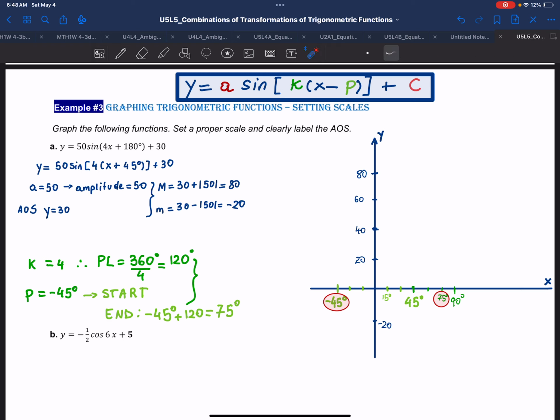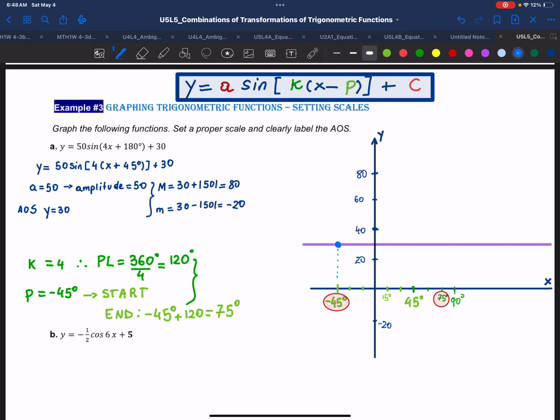So now I can see that the graph will have the height of from negative 20 to 80, so about 100 units. And you can tell that this is the axis of symmetry. We can conveniently draw the axis of symmetry very easily here. So we're going to go at exactly 30. That's our AOS. And we know that the graph is going to start at 45 degrees. So we'll mark this point.